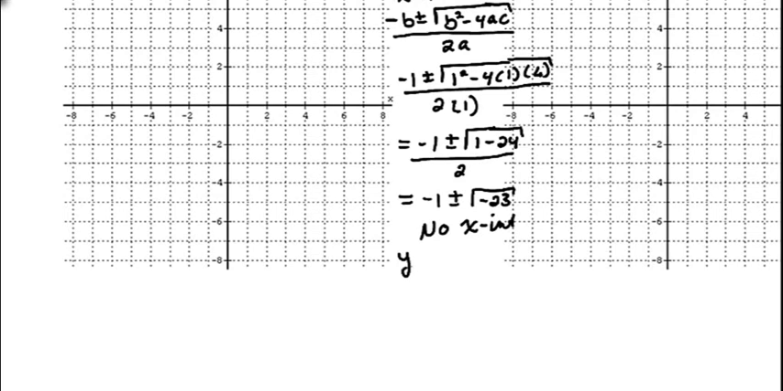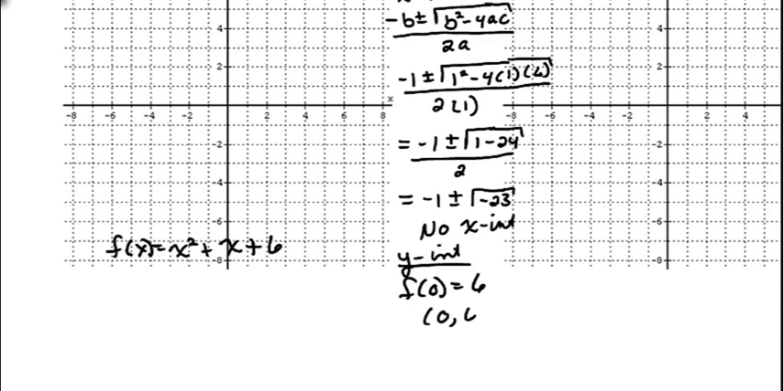And then our y-intercepts. Let me just write this equation down again. x squared plus x plus 6. That's our function. And so when we plug 0 into this, f of 0 will give us 6. So our y-intercept is at the point 0, 6. And then we also need to find our vertex. And the vertex, the x-coordinate is at negative b over 2a.